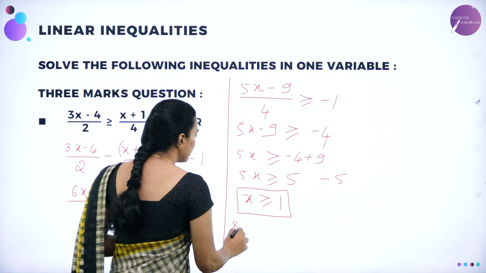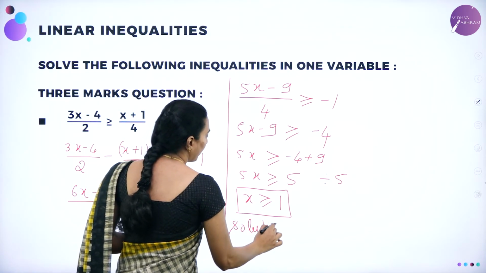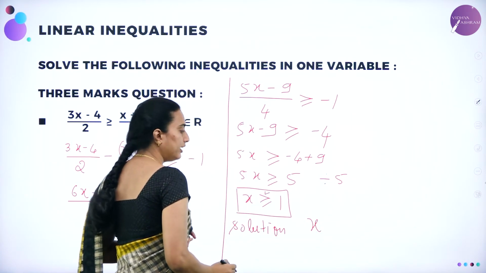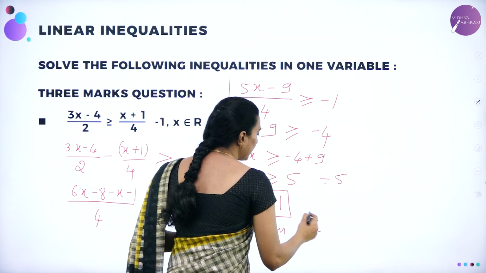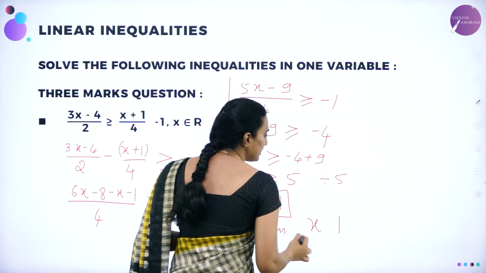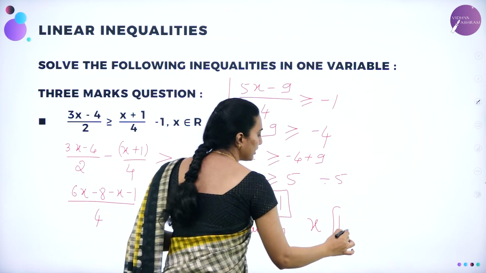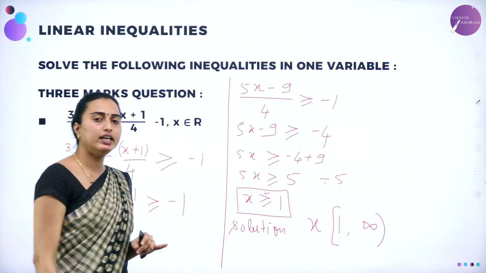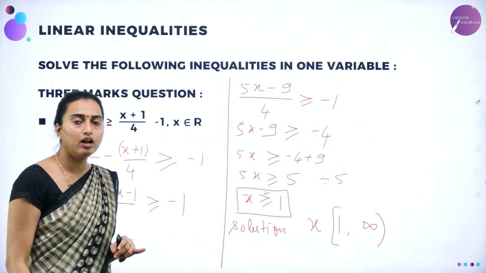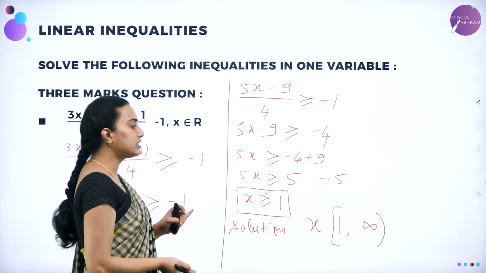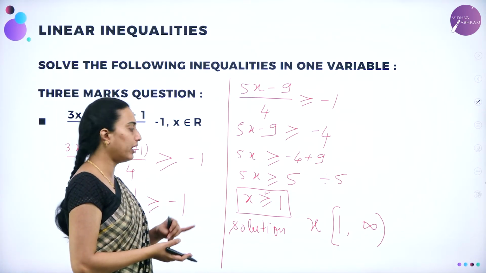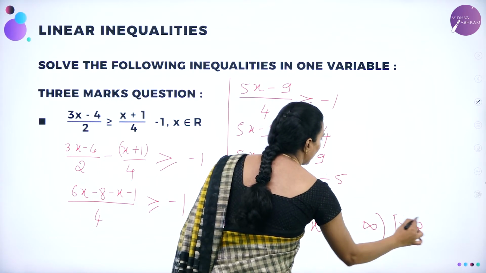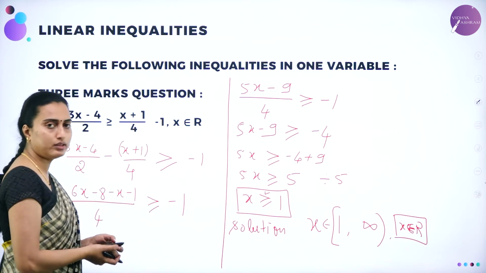Now how to write the solution set since they have given real numbers. x is greater than or equal to 1 is a slack inequality, dear students, so 1 is included, and we write it in a square bracket. It goes up to infinity, and even though infinity is included, we write it in an open bracket. So 1 is a square bracket, infinity is an open bracket. This is called the solution set of x when x belongs to the real numbers. I hope you understood how to solve the problems.